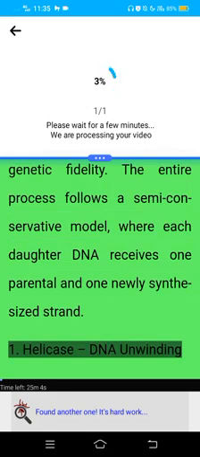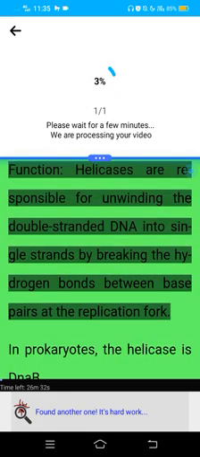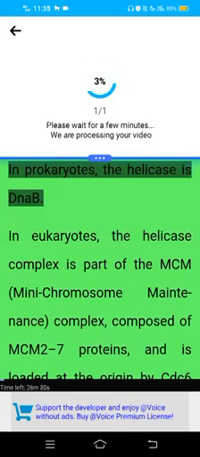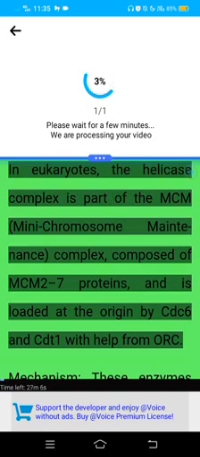1. Helicase, DNA unwinding. Function: Helicases are responsible for unwinding the double-stranded DNA into single strands by breaking the hydrogen bonds between base pairs at the replication fork. In prokaryotes, the helicase is DnaB. In eukaryotes, the helicase complex is part of the MCM, mini-chromosome maintenance complex, composed of MCM2 to 7 proteins, and is loaded at the origin by CDC6 and CDT1 with help from ORC.